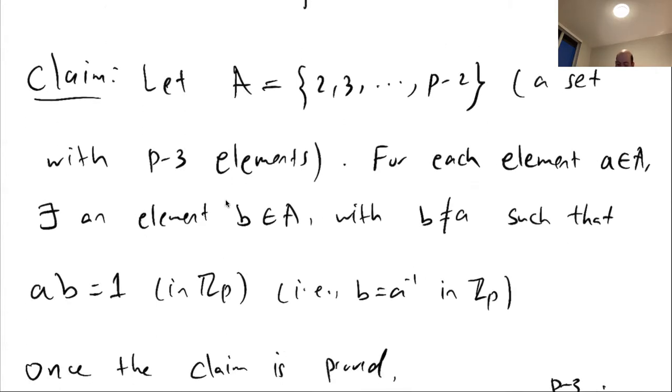The claim says for each element A in A, there exists an element B in A, that B is not equal to A and B is inverse of A. So there are few things mentioned in the claim that have to be proved. First of all, it says that any element A has an inverse B. This one we proved: every element A in A has an inverse B. Now that inverse, which we are calling B, has to be in A. That also is proved. Also, that inverse has to be not equal to A.